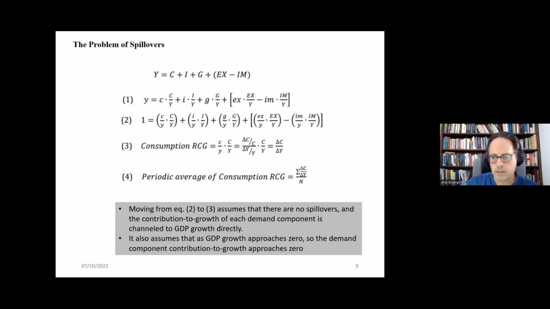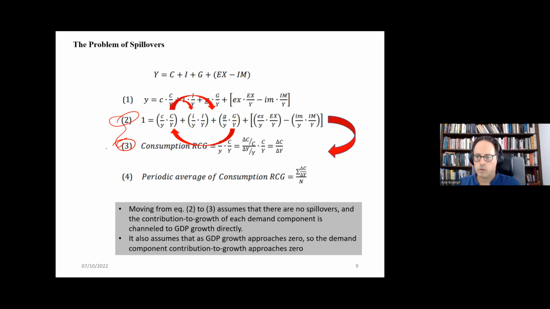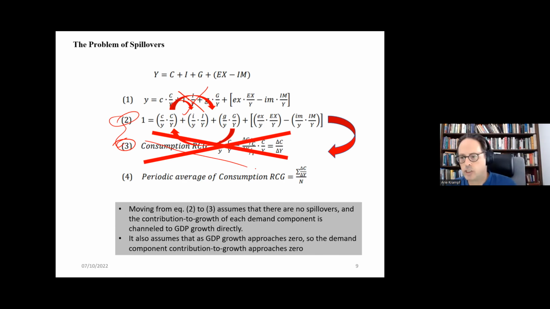The second problem is the problem of spillovers. When we move from equation 2 to equation 3, we separate the elements. We assume that there are no spillovers, for example from consumption contribution to growth to exports, imports, or whatever. And given that, as I will show you, there are spillovers, basically this definition does not hold.